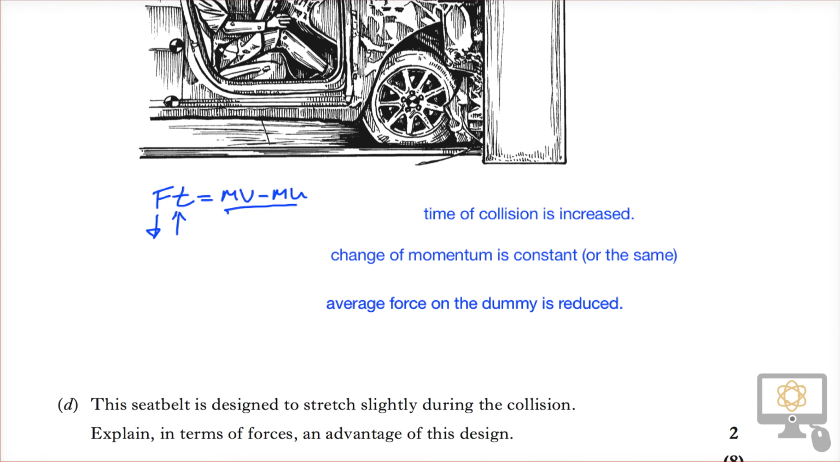Okay, so I hope that's clear, and that's true for any kind of situation. If you've got a helmet on, what the helmet will do is increase the time over which your head comes to rest. The change of momentum will be the same as before, so if the time gets bigger, the force must reduce. The same is true for things like airbags as well, which is also a common question at this level.